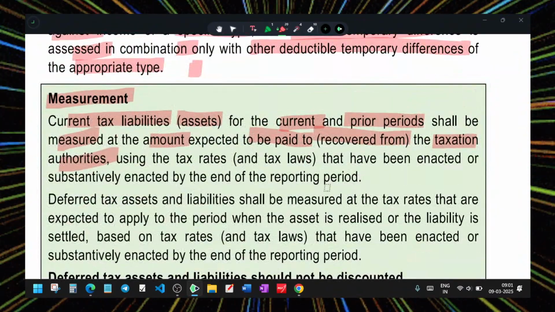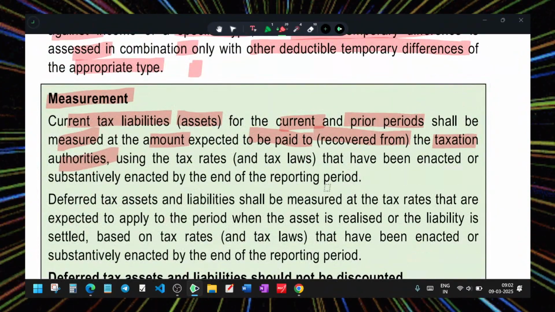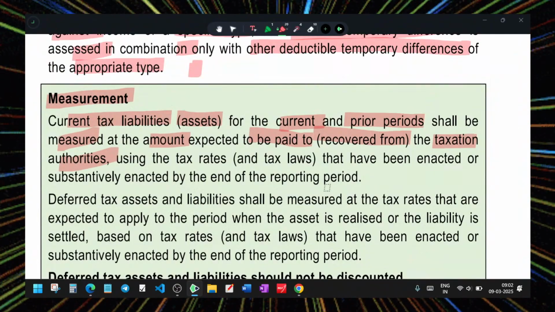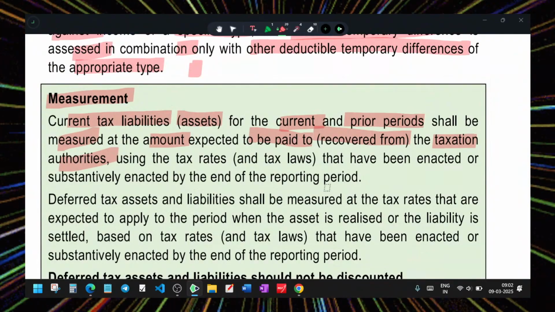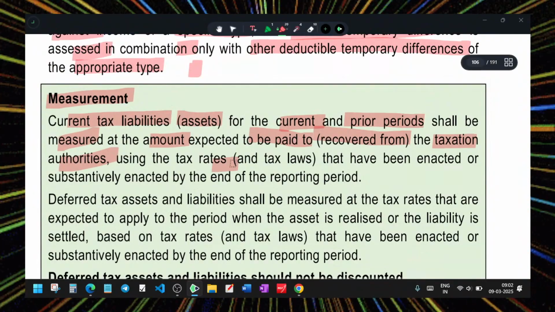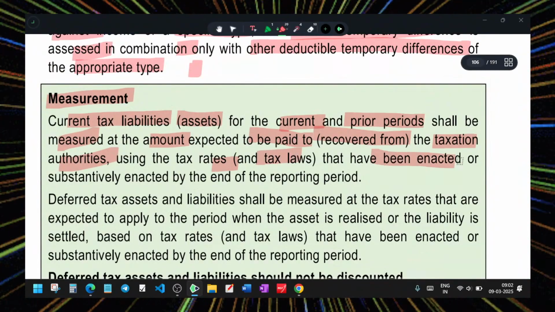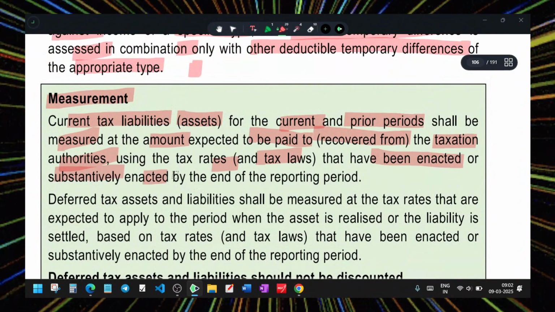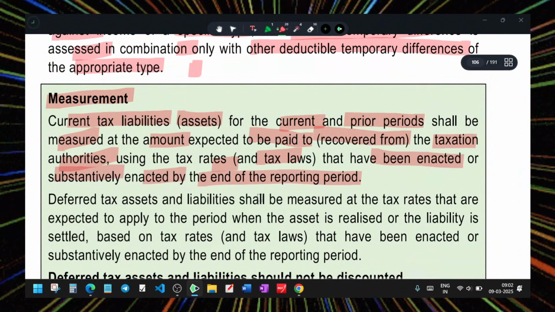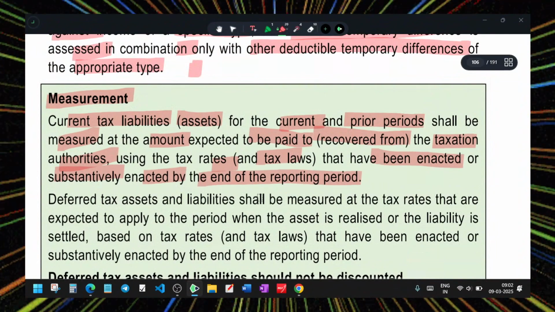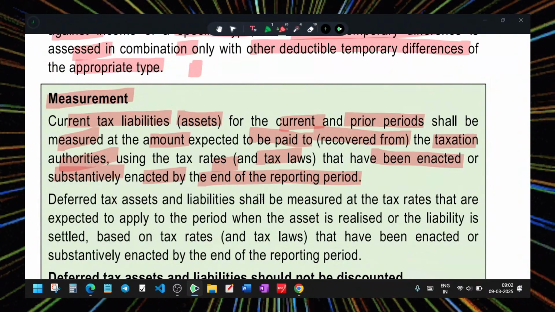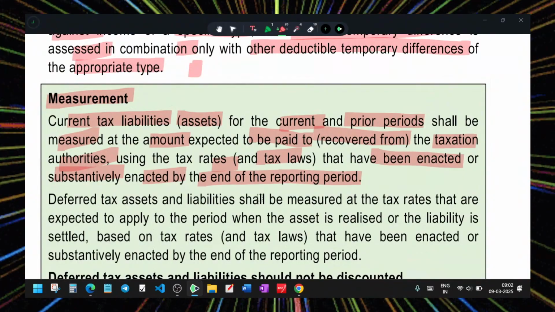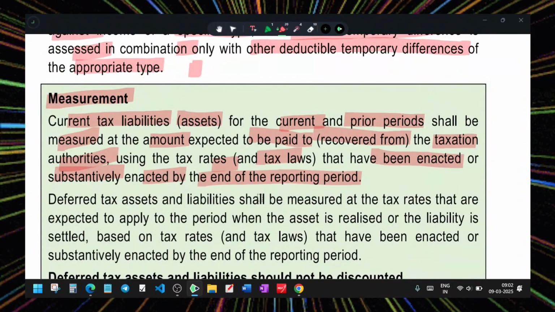Current tax liability or tax asset of the current and prior period shall be measured at the amount expected to be paid or expected to be recovered from the taxation authority, using the tax rates and tax laws that have been enacted or substantively enacted by the end of the reporting period. What is it? Sir, I want to pay tax, I need to compute tax. How do you compute tax? As per the tax rates and the current tax laws of that country.